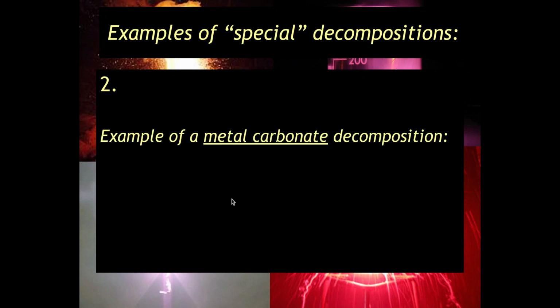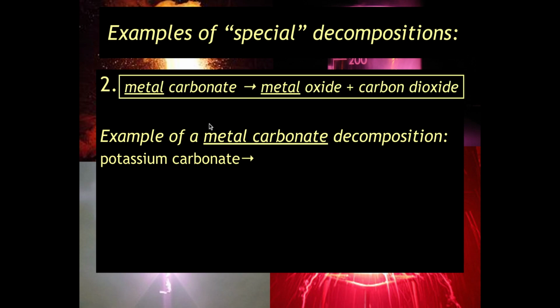Okay, here's a second special decomposition case. When you have a metal carbonate, so again, see the "ate" on this ending, that's one of the polyatomic ions. So these special decomposition cases, they involve polyatomic ions. So if you've got a metal with a carbonate, for example, say it's potassium carbonate, potassium is the metal, what is it going to make? It's always going to have this form. The carbonate will decompose into the metal oxide plus carbon dioxide.